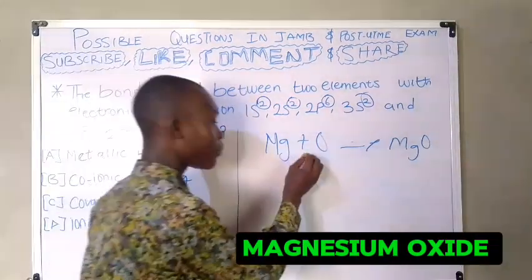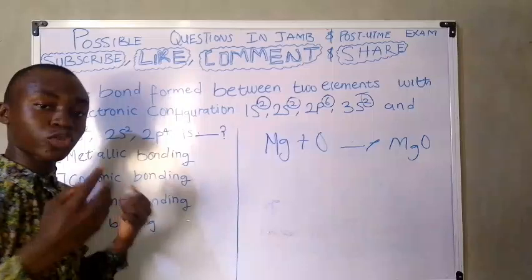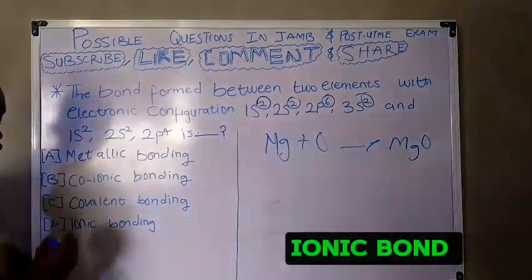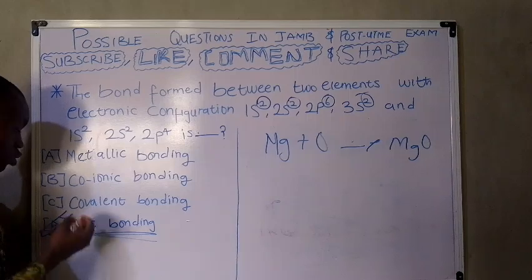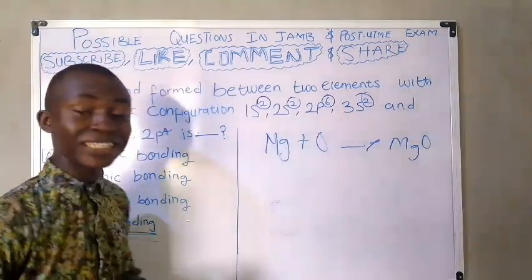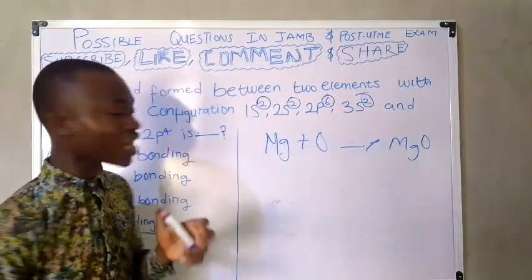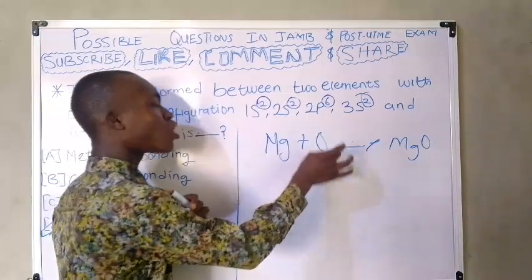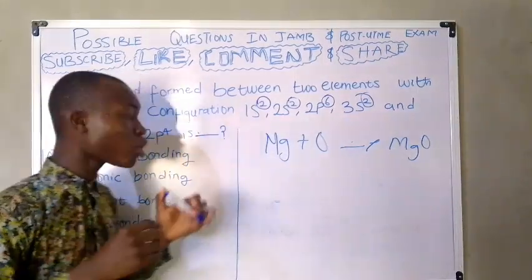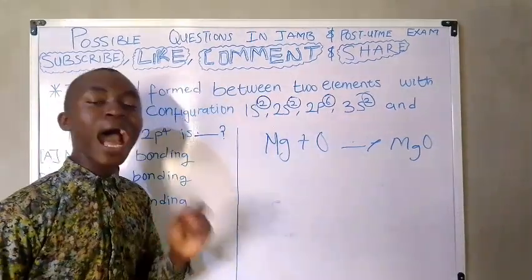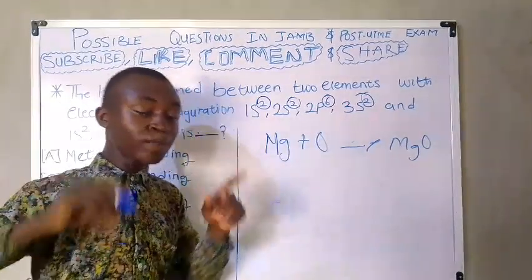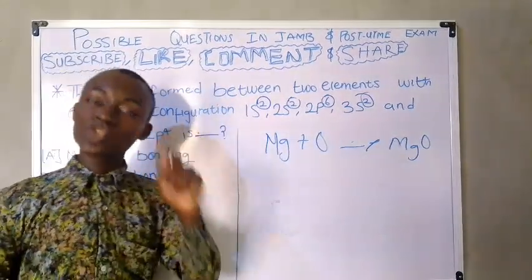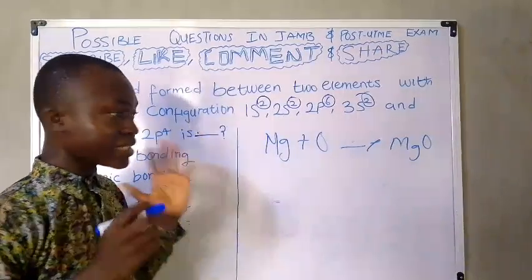Now, the bond binding them is simply the electrovalent bond or ionic bond, which is option D. An ionic bond is a bond that exists between metals and non-metals. Magnesium is a metal, while oxygen is a non-metal. It's the bond that exists between metals and non-metals by the transfer of electrons. That should be noted. I think it's easy.